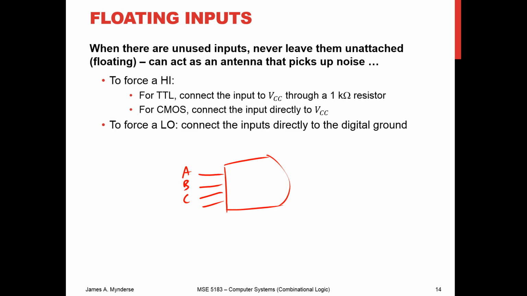If you want to force it high, you can either connect it to VCC if you're using CMOS, or use a 1K resistor if you're using TTL. And that way you're going to force it to take either a high or low and not allow it to float, not allow it to change, and that way it won't screw with the rest of your signal. So let's assume we're using TTL. Let's put it through our 1K resistor, and now it's forced to high, and we're not going to have a floating input. Don't allow inputs to float.